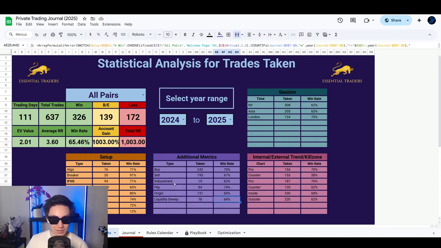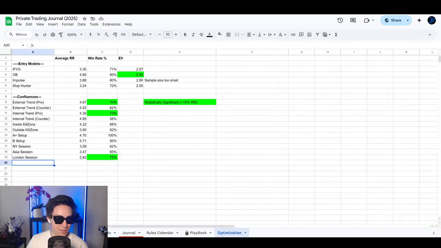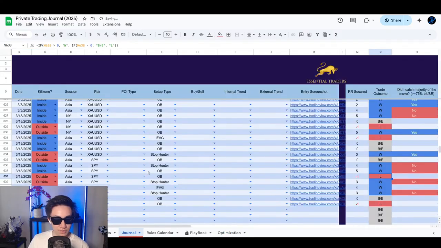Now, what else we can look at is inducement, flips, origins, and liquidity sweeps. So that's another thing we can look at. If we go to inducement, flips, origins, liquidity sweeps, all right, and then we can just go through the journal here.